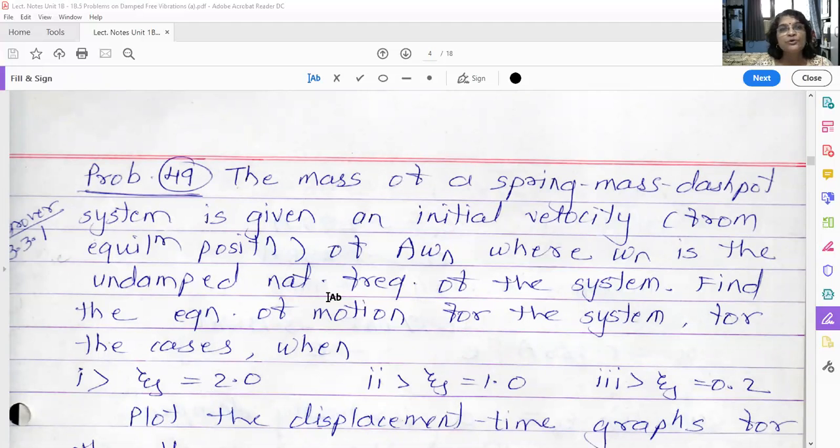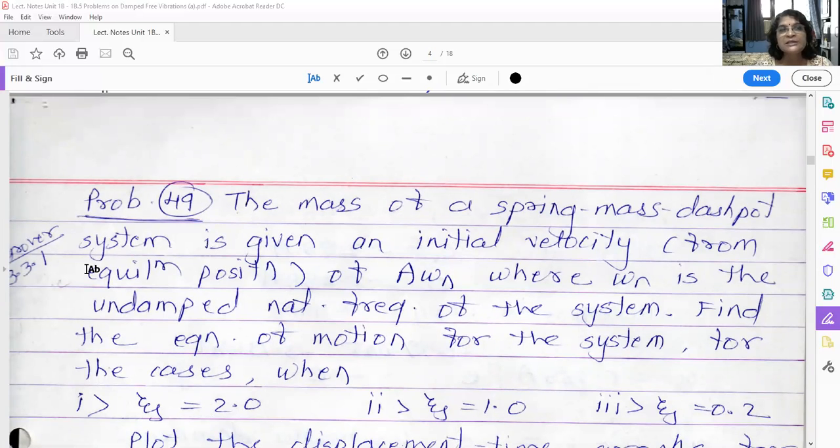Okay, so let us read the problem. This is also taken from Grover. The mass of a spring mass dashpot system is given an initial velocity from equilibrium position of A into omega n. That means there is a certain figure; they have written in terms of letters. So A into omega n is the initial velocity, where omega n is the undamped natural frequency of the system.